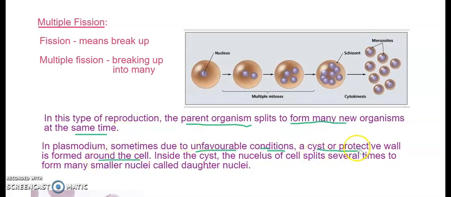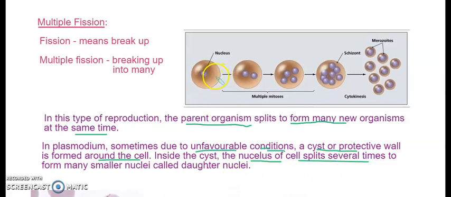The moment the protective wall is developed around the cell, inside the cyst, the nucleus will automatically get the indication that it has to split, because this protective wall is created. So automatically the nucleus will start splitting several times. Not one or two, it will keep splitting.